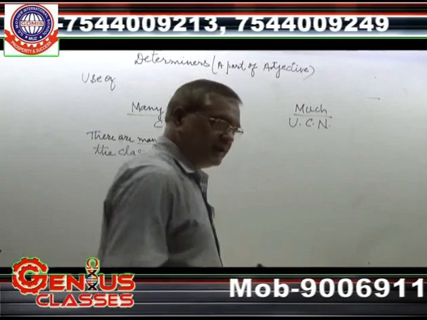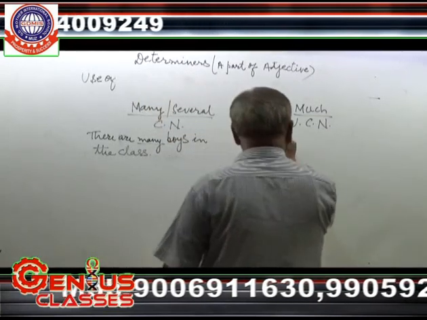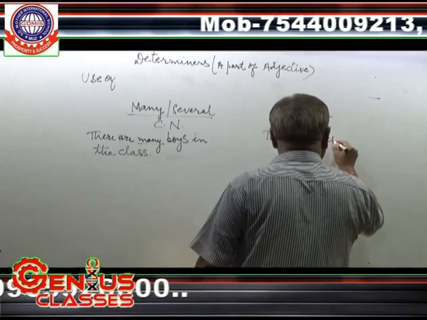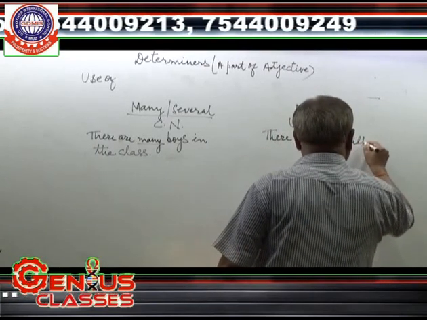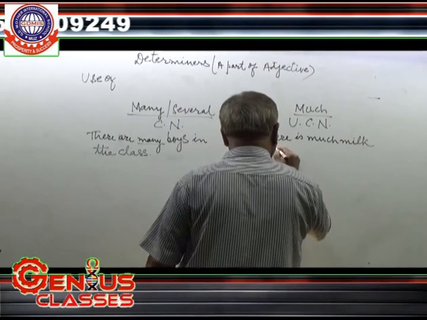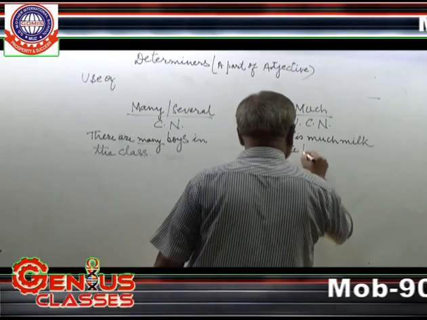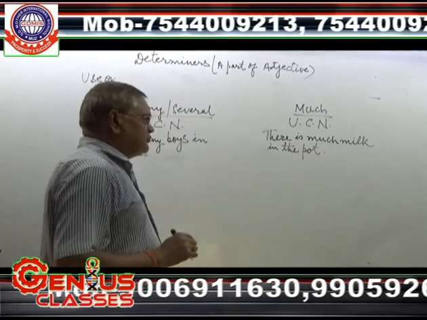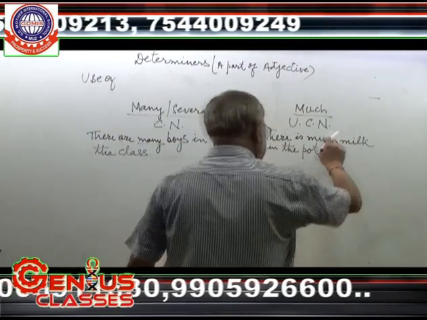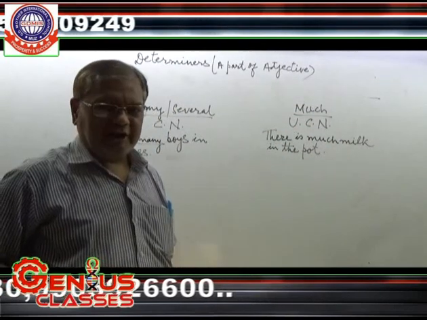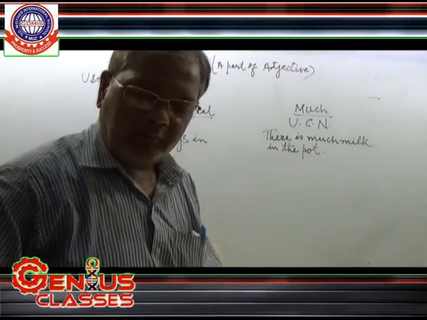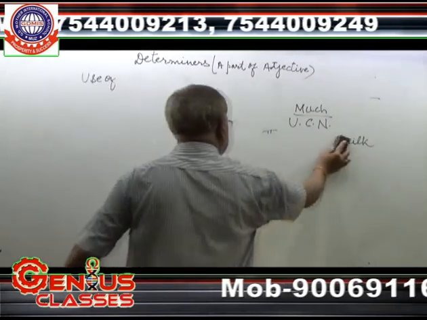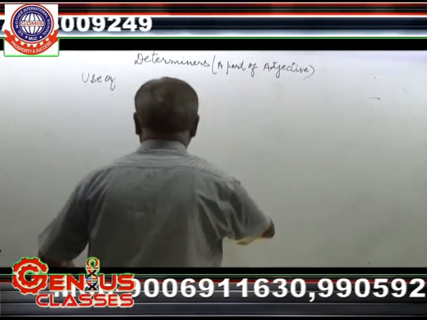Whereas for much, it is an uncountable noun. There is much milk in the pot. So here there is much milk. Milk is an uncountable noun. Before that, the word much has been used. Now, another usage: little, a little, the little.